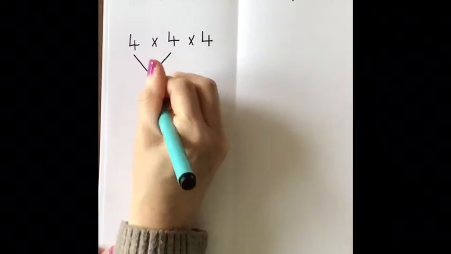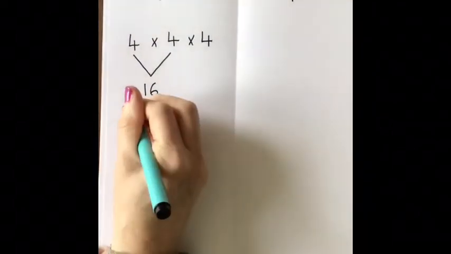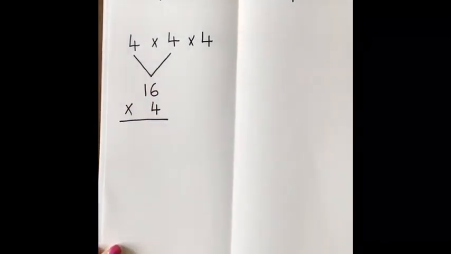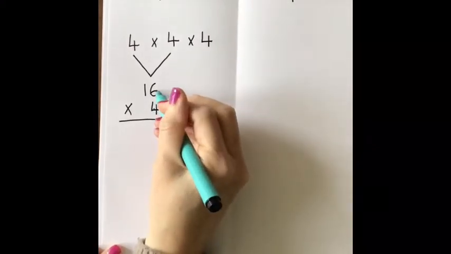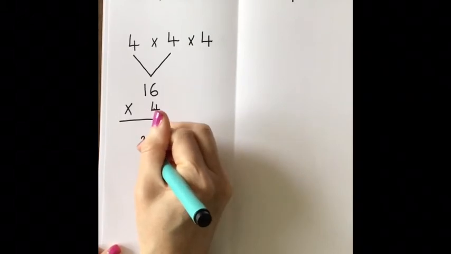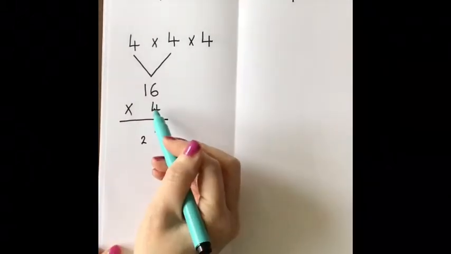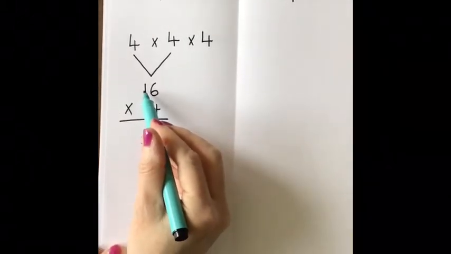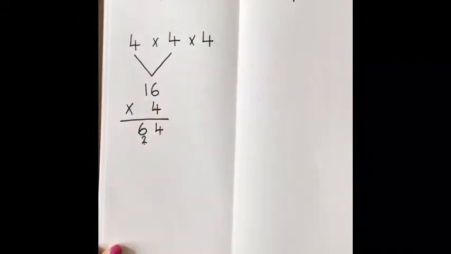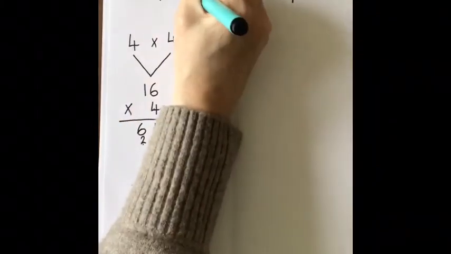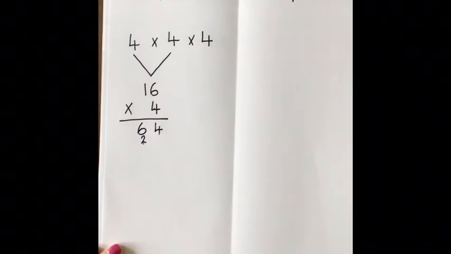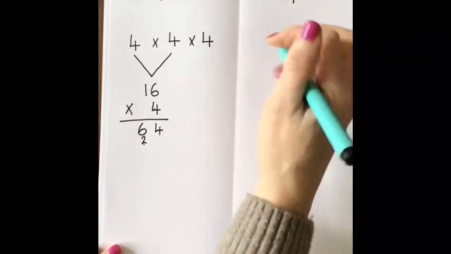4 times 4 is 16. Times by 4 again. So 4 times 6 or 6 times 4 is 24. Carry the 2. 1 times 4 or 4 times 1 is 4. Add the 2 is 6, so 64. So 4 cubed equals 64. Let's have a look at 9 cubed next.